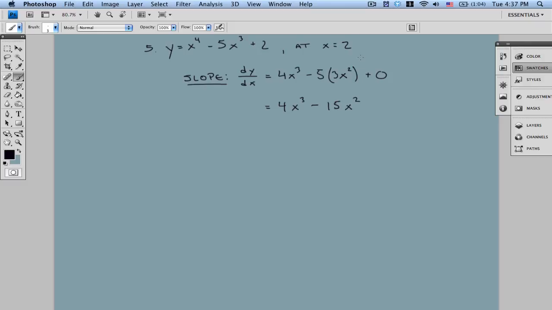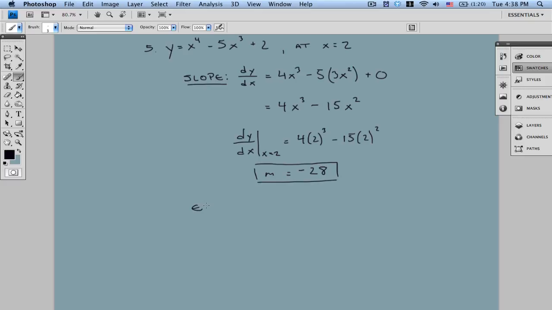Now we want the slope at a particular value, x equals 2, so we'll just plug that in. One of the ways to notate that is to write this little vertical bar after dy dx and write a little x equals 2 at the bottom. It's just a way of specifying what you're plugging in. And we plug 2 into each value of x here. And what we'll end up with, if you do this arithmetic, is minus 28. Alright, so that's going to be our slope.